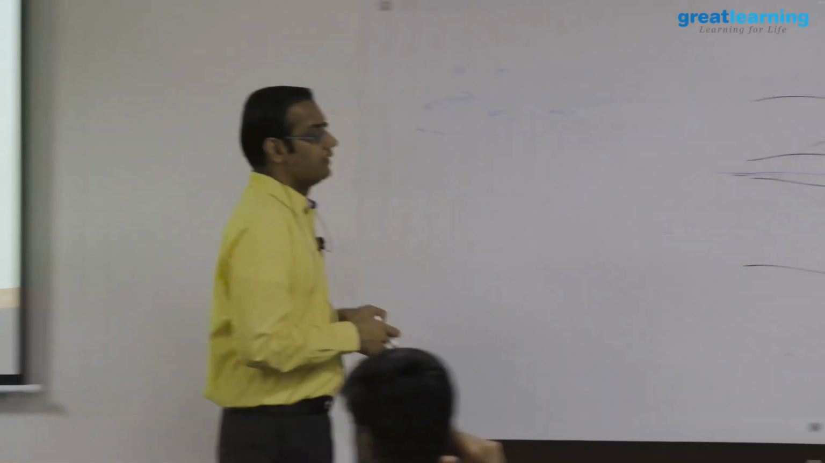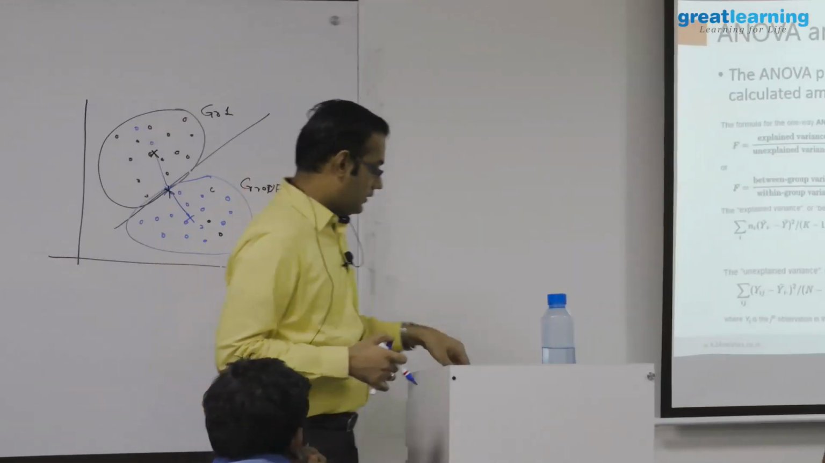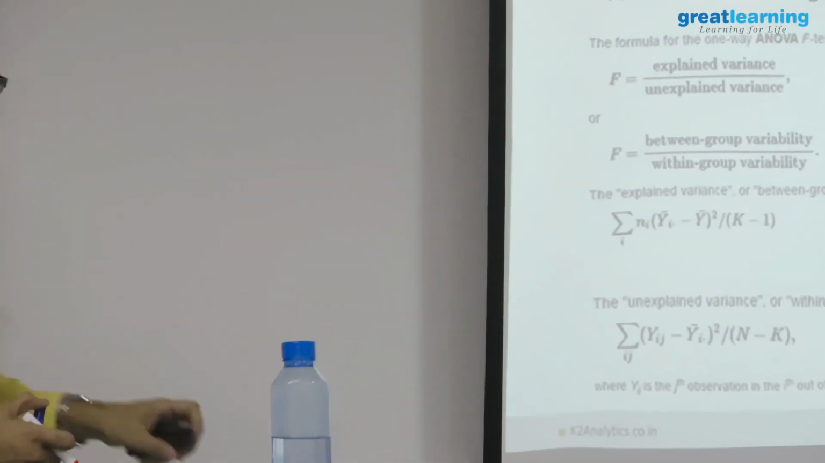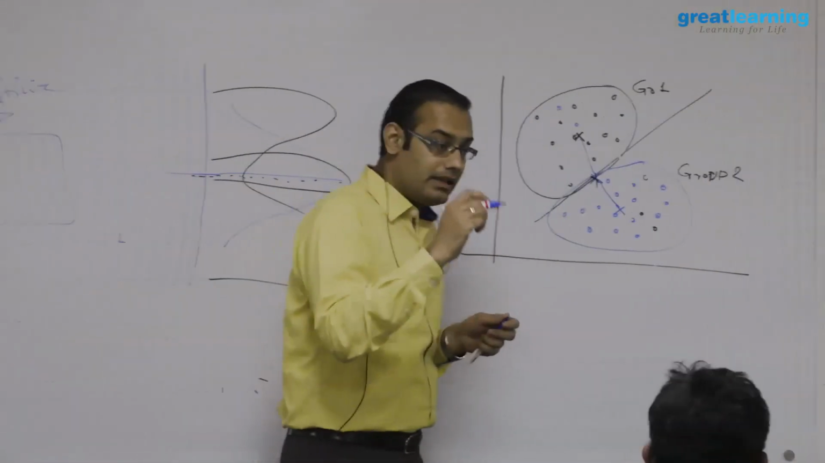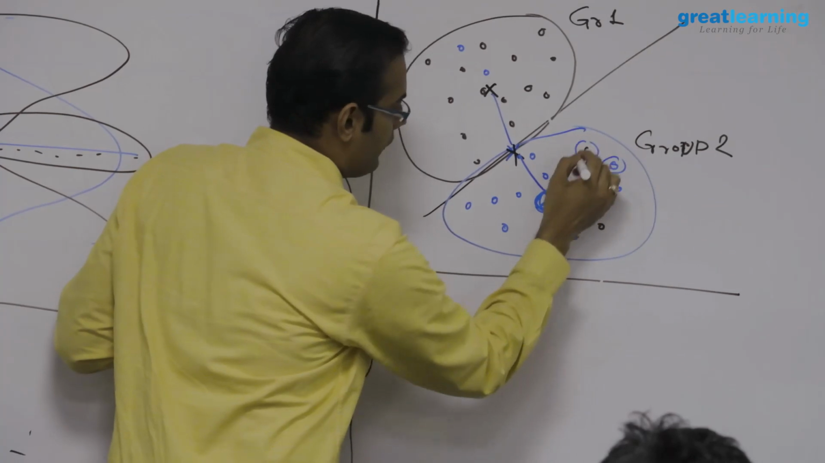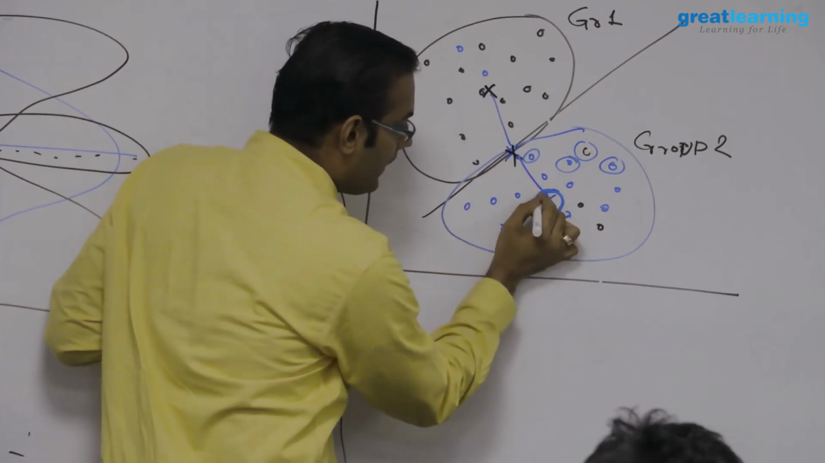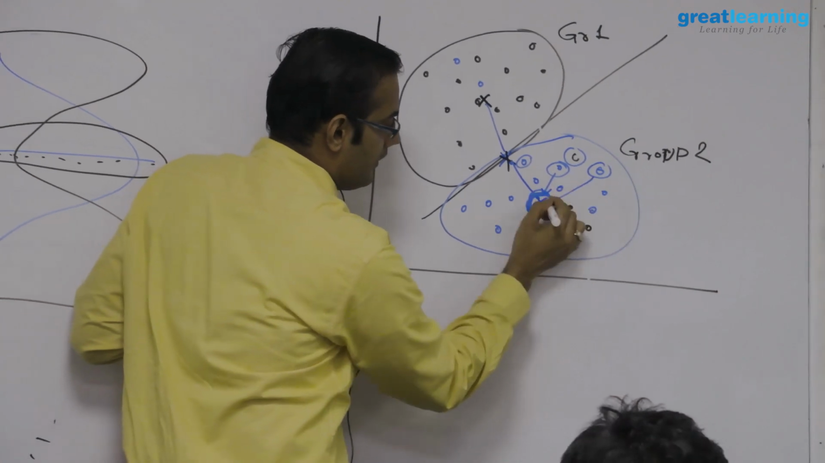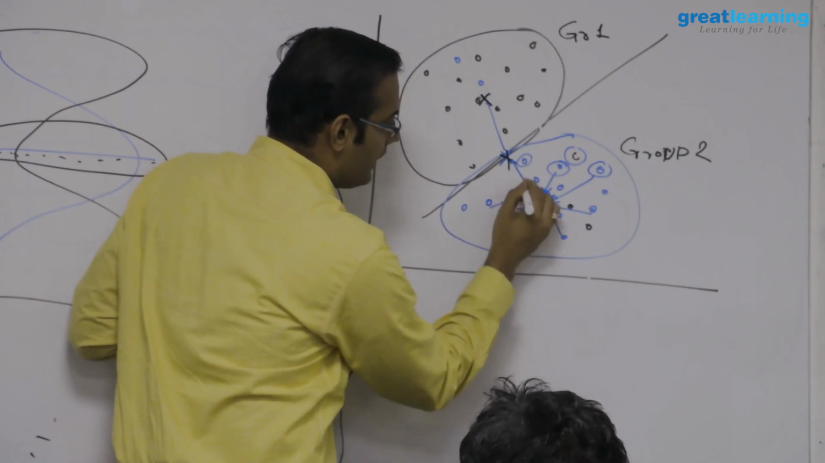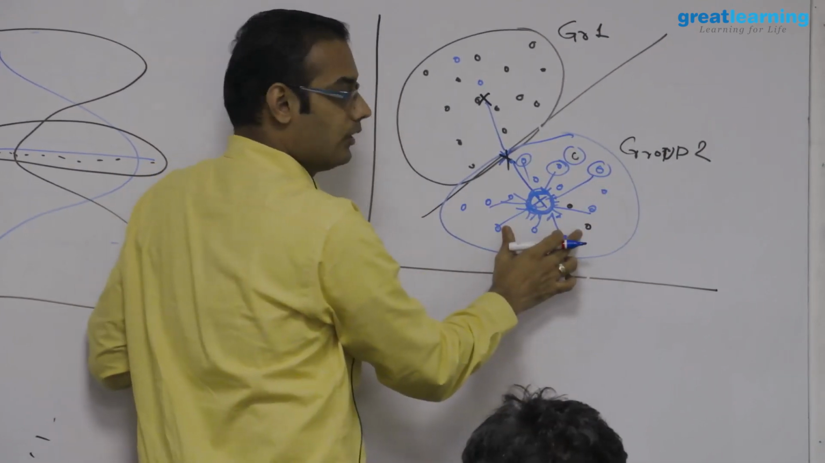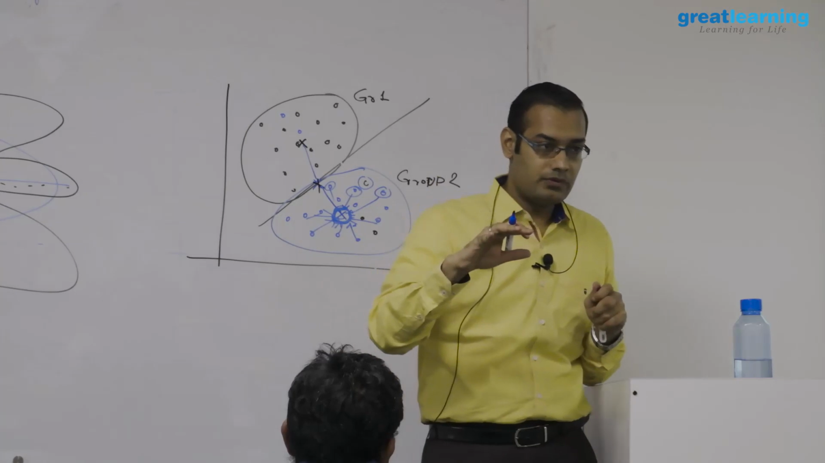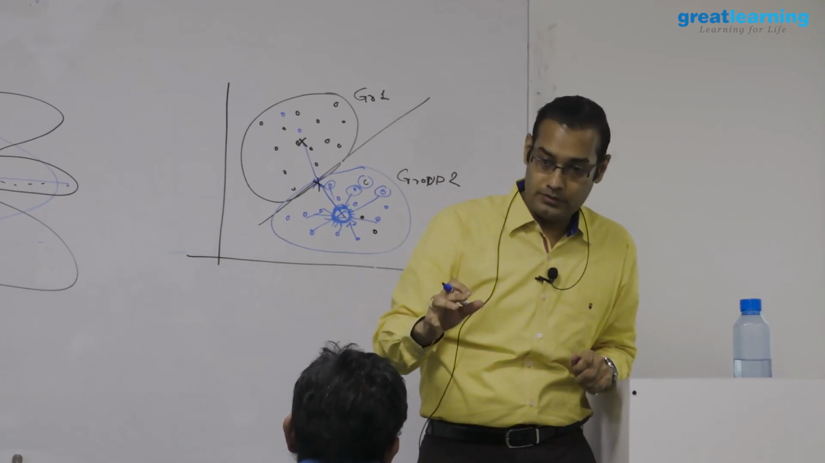Unexplained variability: y ij minus y i bar. What is y i bar? Sorry, y ij are these data points, and y i bar is this. Now this part is the within group variability. You compute this separately, and what it is saying is summation: you sum up all of this within groups. That is the unexplained component.